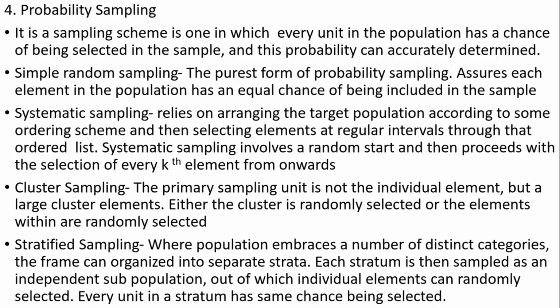Stratified random sampling: a population embraces a number of distinct categories, and the frame can be organized into separate strata. Each stratum is then sampled as an independent subpopulation, out of which individual elements can be randomly selected. Every unit in a stratum has the same chance of being selected.